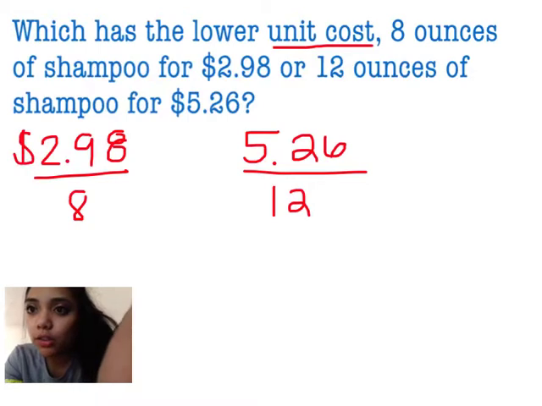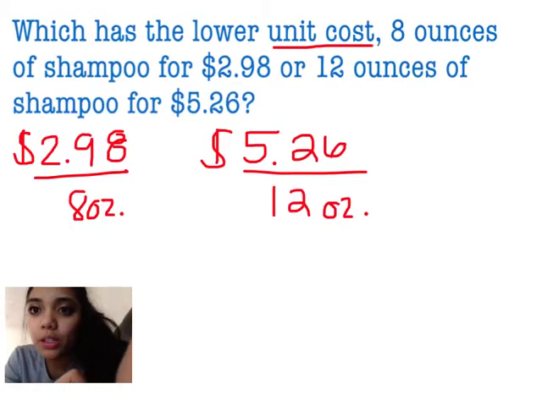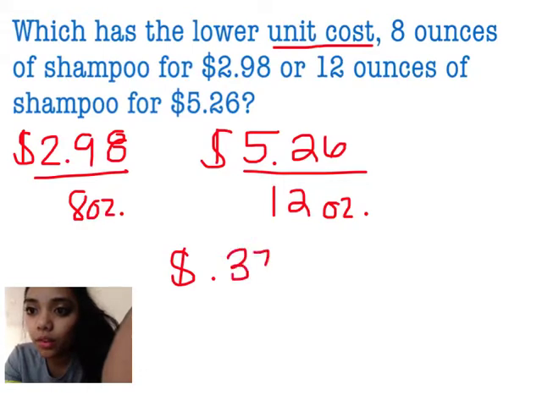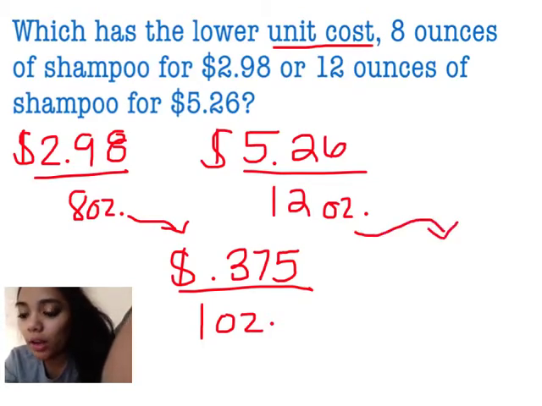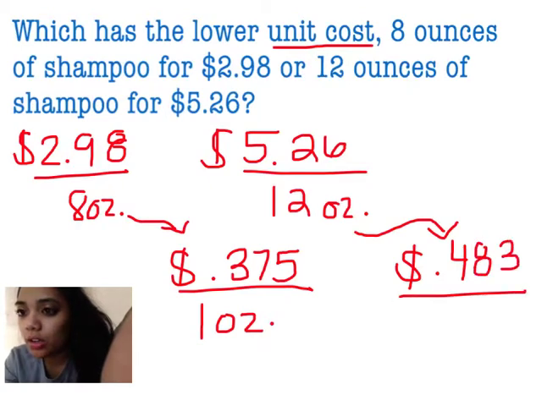So I'm going to go ahead and show what they are, ounces. So I want you to figure out how much it would be per 1. So really you're doing $2.98 divided by 8, so you can get 1 down there. So $2.98 divided by 8 is 375 thousandths. So that's how much it costs for 1 ounce, and that's going this way. I'm sorry, it's kind of curving because my face is in the way. And then $5.26 divided by 12. That means for 1 ounce it will cost about 48 cents for 1 ounce.